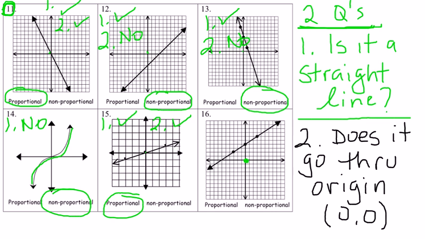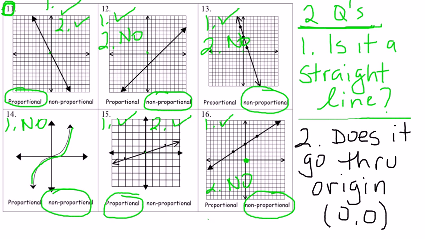And lastly, number 16. So is this one a straight line? Absolutely. It passes question number 1 with flying colors. Question number 2. As you can already see, I've got my dot right there from when we first talked about this. Does it go through the origin? No, it does not. So, is it proportional? Nope. Sure isn't.